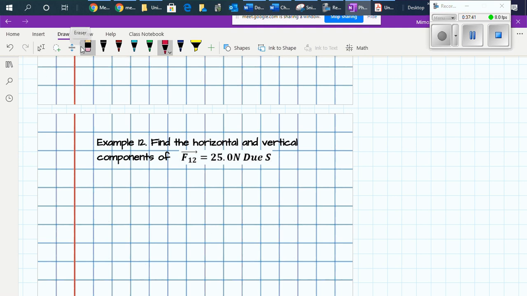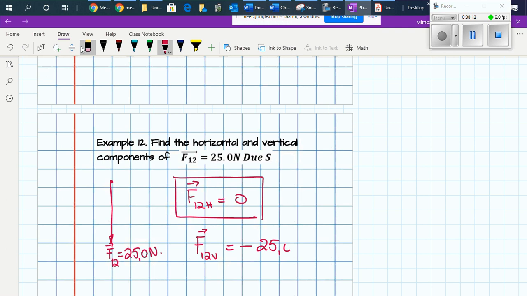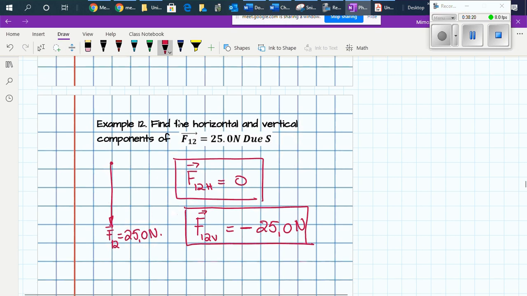Another one is when we have vector 12, or example 12, F12. So it is this vector here, vector 12, F12, with a magnitude of 25 newtons going south. So the horizontal component of this vector will be equal to 0, while the vertical component will be negative because it is going south, 25, which is the magnitude of this vector.